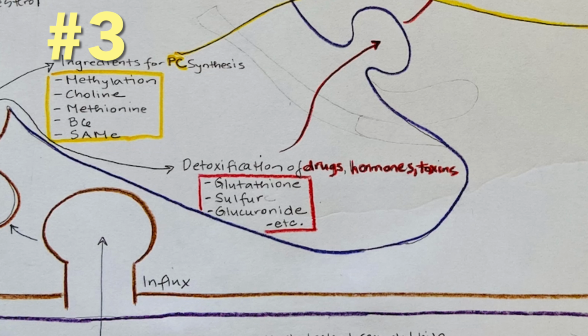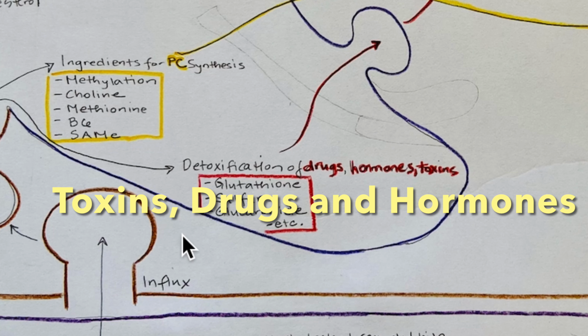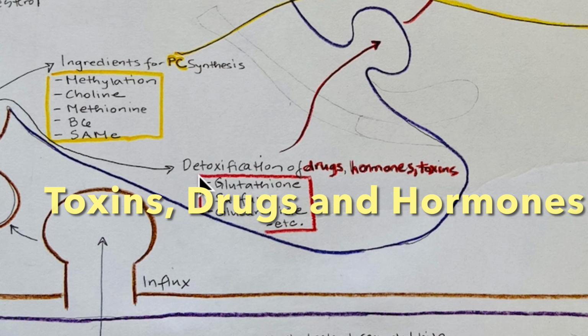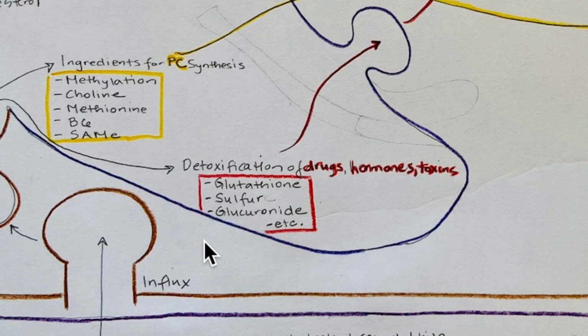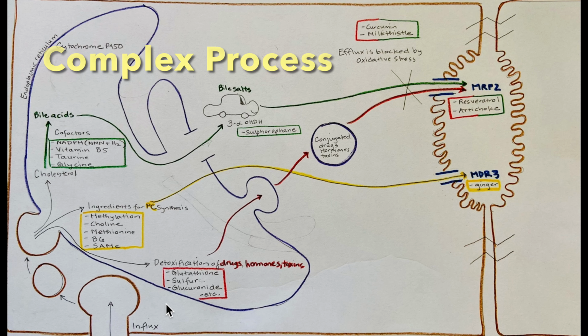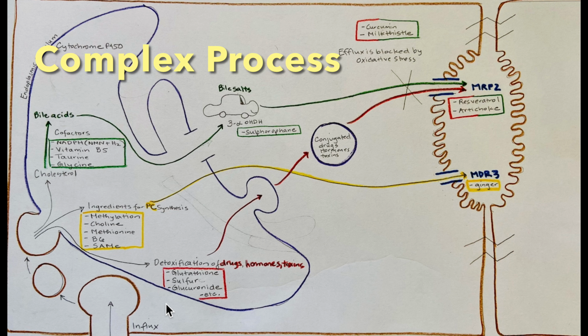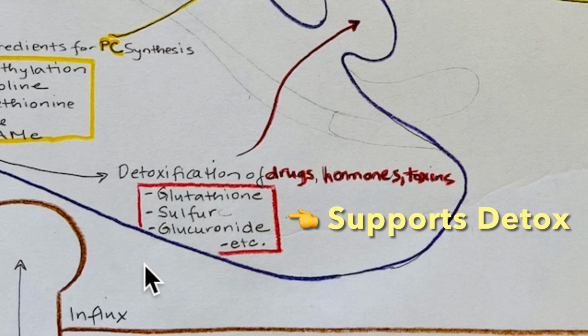The third component of bile is conjugated toxins, drugs, and hormones. The liver's goal is to transform toxic substances into a safer and more water-soluble form that can be excreted through the bile and into the stool. This process within the liver cell is profoundly complex and really deserves its own highlighted time, but there are a number of supportive molecules here, including glutathione, sulfur, glucuronide, methylation, antioxidants, amino acids, and more.